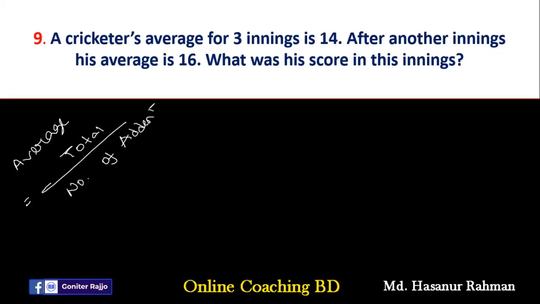Okay, so we have to find out, so what will be the total? Total means we have to multiply this average by number of innings. Very simple problem. Okay, number of innings.